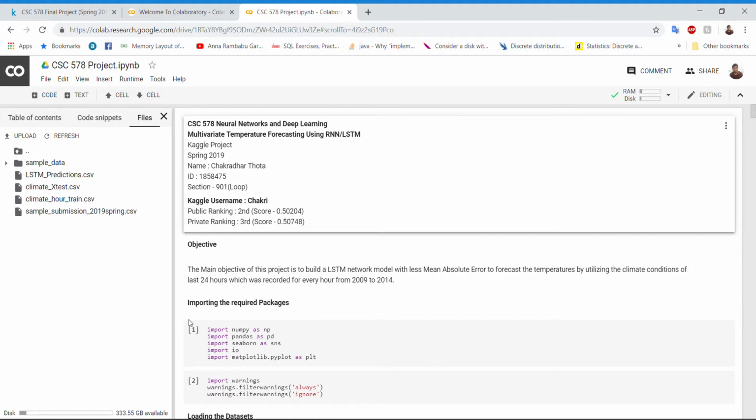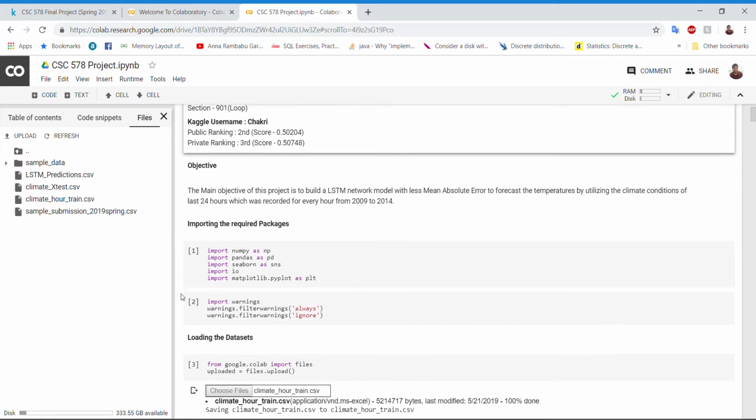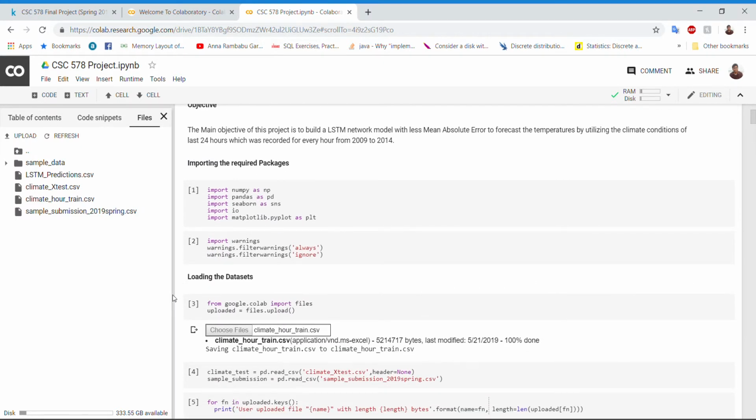Hello everyone, this is Chakradhar and this is the walkthrough video of the project in the Neural Networks and Deep Learning course. And this project is about building a LSTM model to forecast the temperatures based on the previous 24 hours climatic conditions.